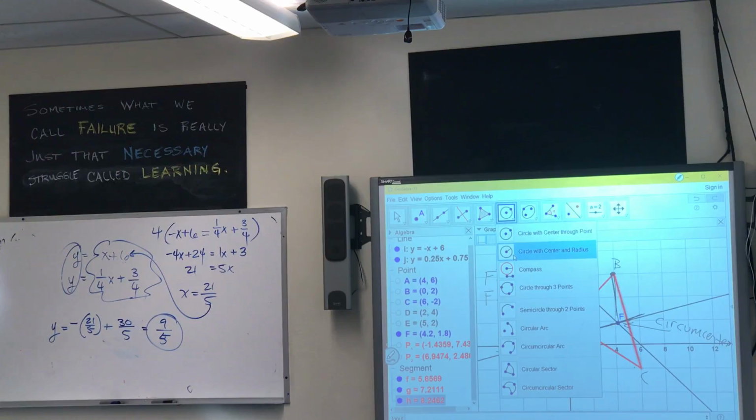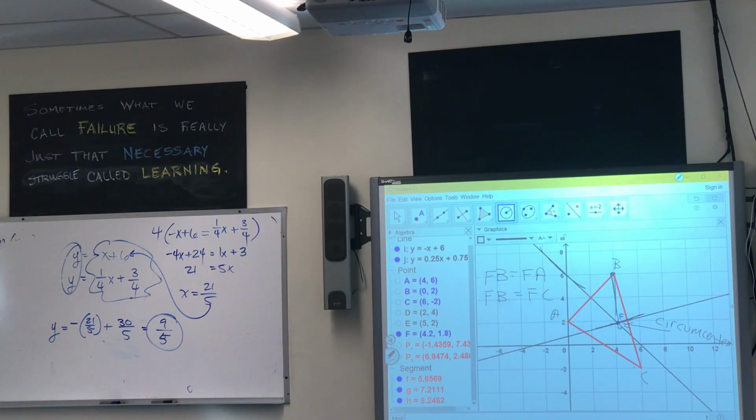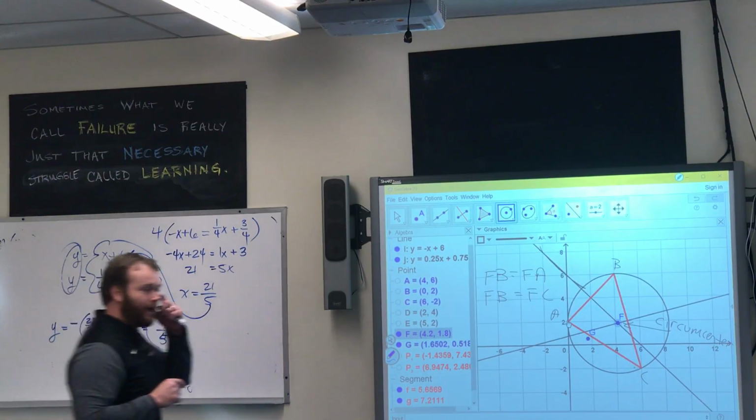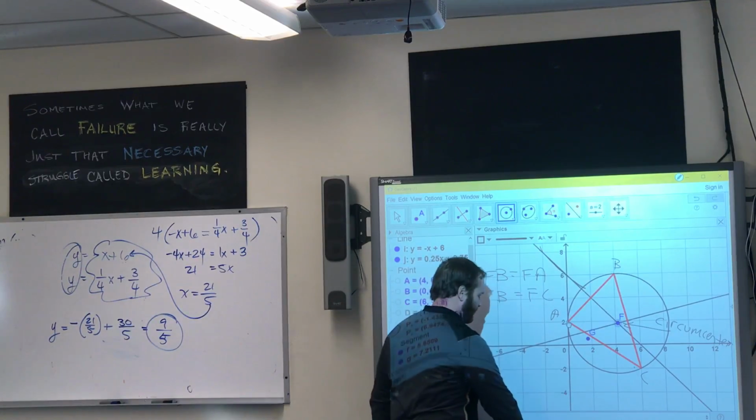It is the point that I can put a circle around. I should be able to go at F, make a circle that starts at F and goes through B or A or C. If I go through any of those points, what does that circle do? Touches each point. Goes through all of them. Every single triangle you come across has a circle that can go through all 3 points. That's how you find the center of that circle.